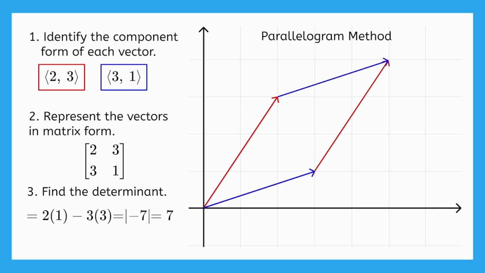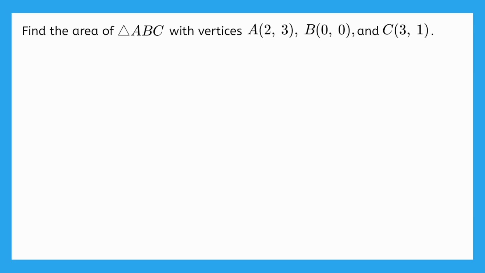So, we know we can find the area of the parallelogram using the determinant. But what about other figures? Let's look at this example. Find the area of triangle ABC with vertices 2, 3, 0, 0, and 3, 1. How could we apply a similar process as before to find the area of this triangle?